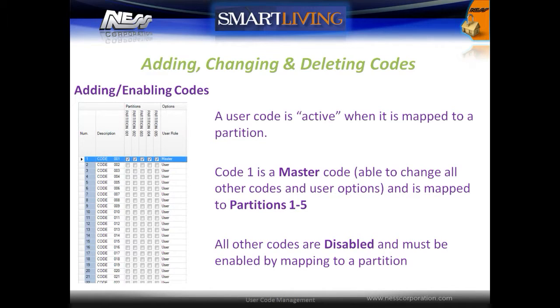A user code is active when it is mapped to a partition. User code 1 is a master code and is able to change all other codes in the system. It is mapped to partitions 1 and 5 by default. All other user codes are disabled and must be enabled by mapping to a partition.